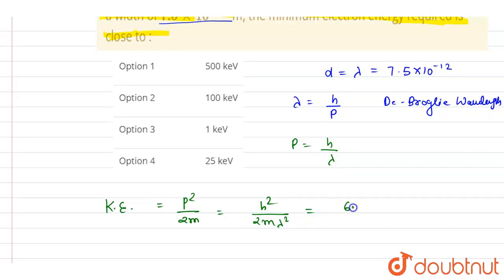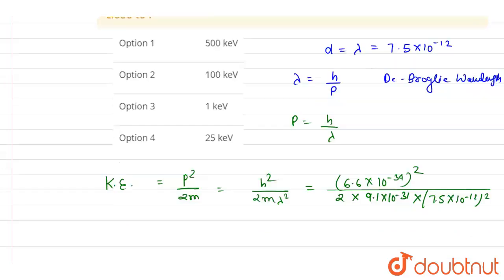So if you see, the value of h is 6.6 × 10^-34, square of it, and in the division I will write 2 times the mass. So the mass of the electron, we know that it is 9.1 × 10^-31, and lambda square is (7.5 × 10^-12) square.